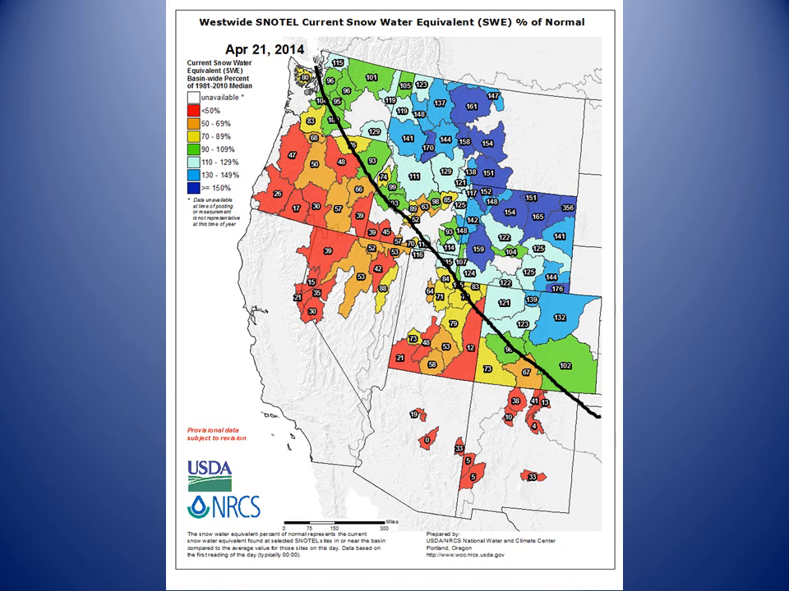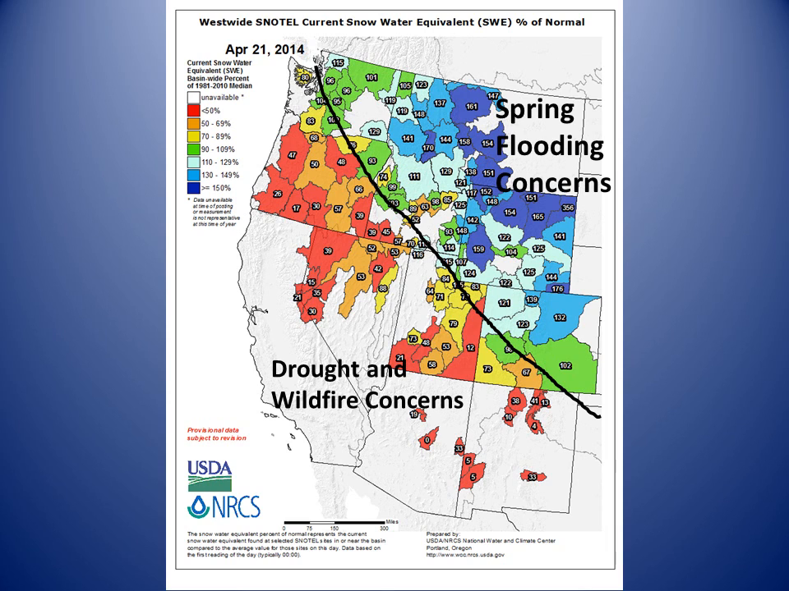To the north and east of the line, there are spring flood concerns. To the south and west of the line, drought and wildfire concerns. Of course, the line bisects eastern Utah and western Colorado.